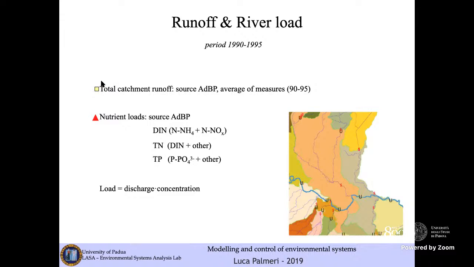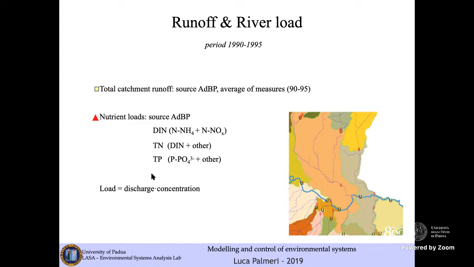Let's give a look how we collect information. In particular, now let's look to runoff and river load. We collect information in the period 1990-1995. The total catchment runoff area. The source is the drainage authority of the Po river basins. We have average measures 1995. Nutrient loads, again, the source is the drainage authority of the Po river basin that provided us with information of dissolved inorganic nitrogen, total phosphorus.